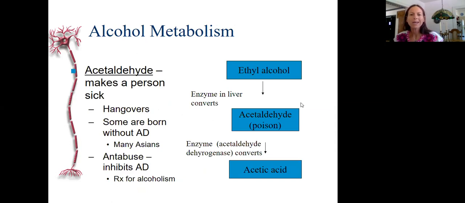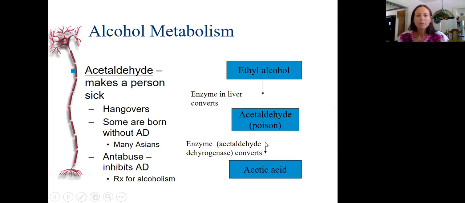So the genetics make a big difference. So let's talk a little bit about alcohol metabolism. Ethyl alcohol is what we drink. That's the kind of alcohol that we drink. And what happens when we drink ethyl alcohol is that there are some enzymes in our liver that convert it into something called acetaldehyde. And acetaldehyde is actually kind of poisonous to our bodies. It makes us sick. So it's not surprising that if you drink a lot of alcohol, you probably get sick. And it probably accounts for some of the hangover phenomena.